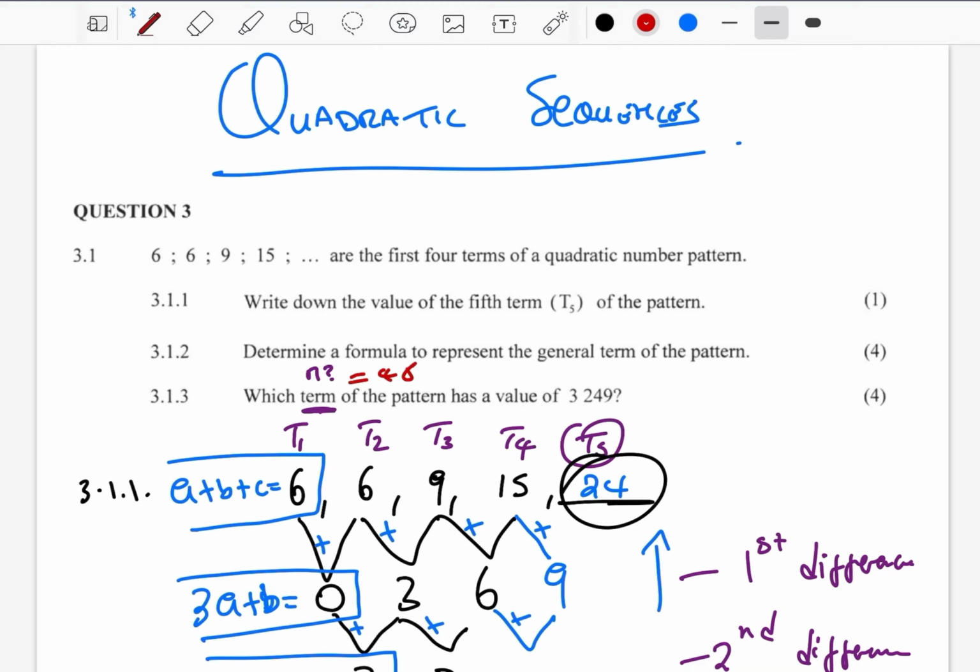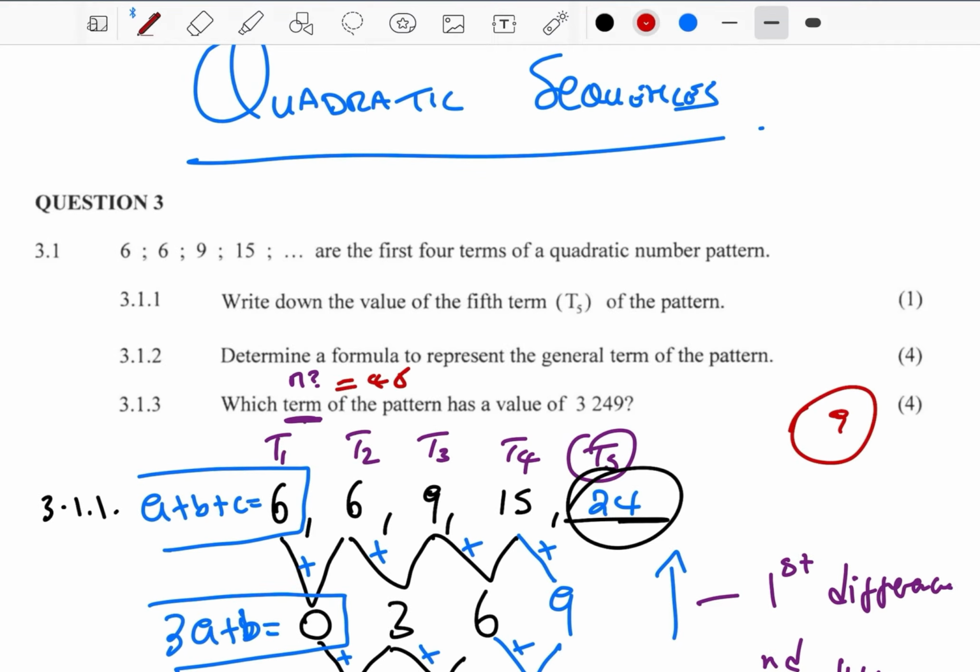So this is the type of question that you're going to get when you answer questions on quadratic sequences. Basically this is it. All the questions you're going to be asked will revolve around what I just taught you. So you can get all the marks that you want from quadratic sequences, here is like 9 marks. Awesome.